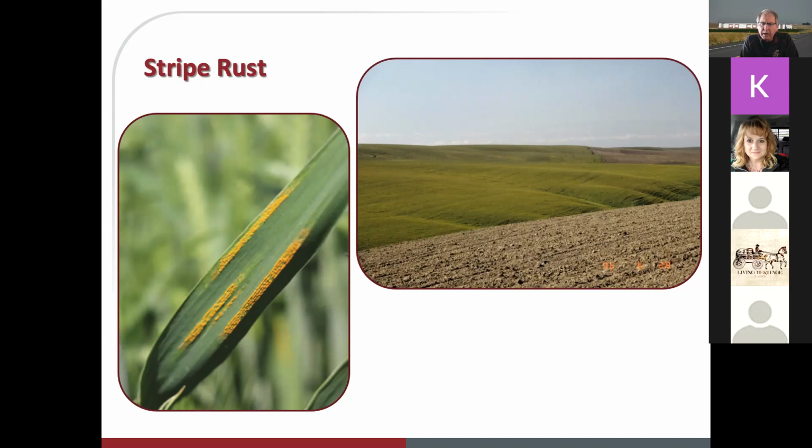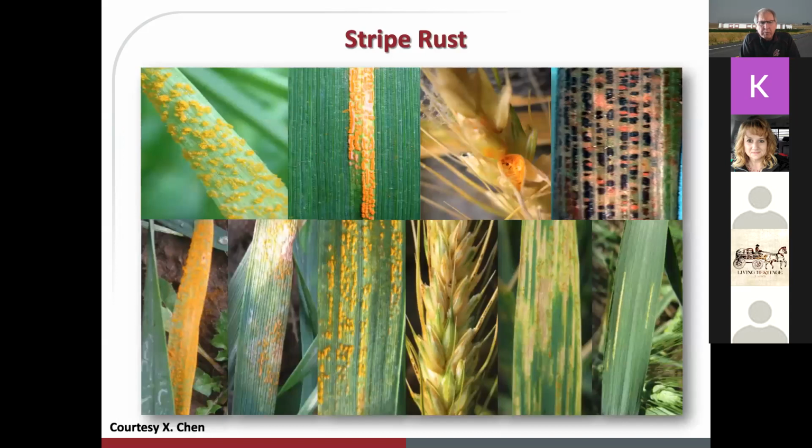Now, the classic stripes for stripe rust are not the only symptom that you might see on infected plants. In the upper left photo there, you see a scattering of these pustules over the surface of the leaf. And this is something that we call a seedling reaction. Very young plants, when they're infected by stripe rust, don't show the striping that you see in the next photo over. The third photo from the left on the top there shows that stripe rust can also be in the heads. That's the inside of a glume there that has stripe rust spores in it.